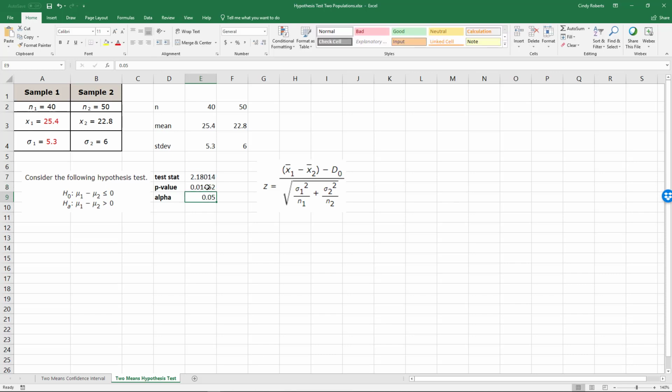And I get this for my p-value, and I can certainly see that the p-value is less than alpha. So I am going to reject the null and say that there is sufficient evidence to conclude that there is a difference, that significantly there is a difference between mean 1 and mean 2.